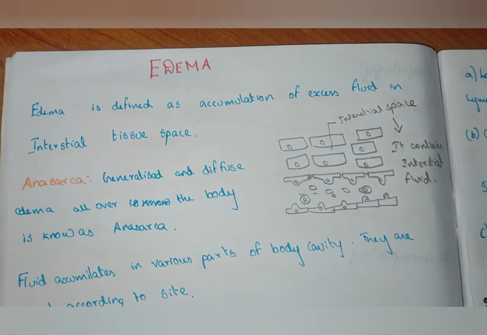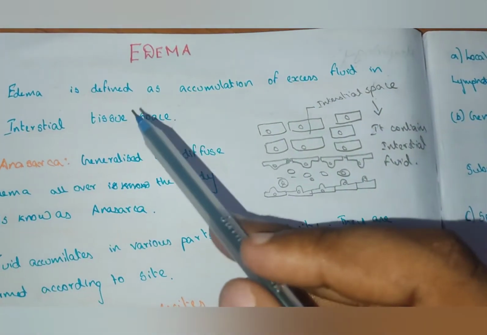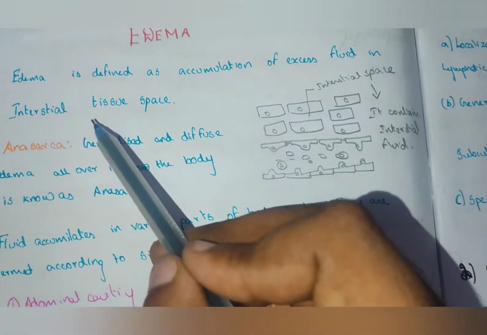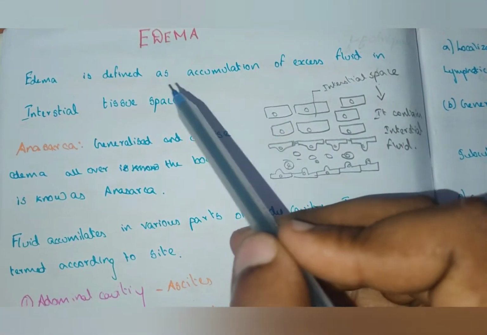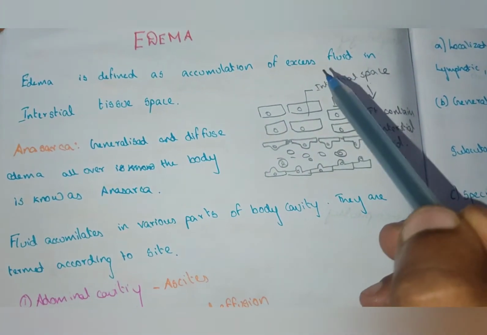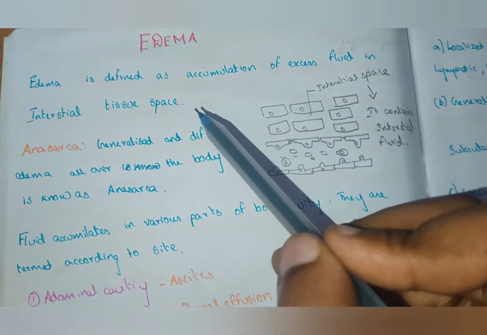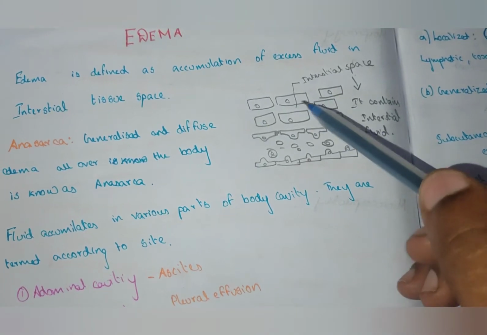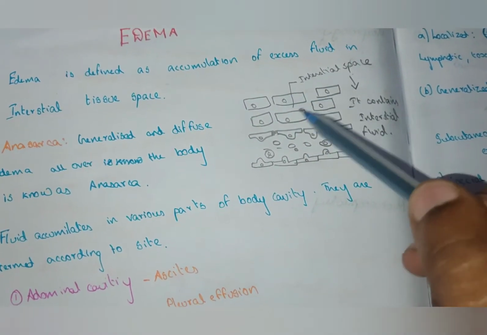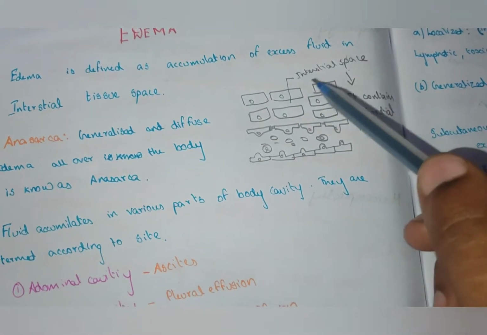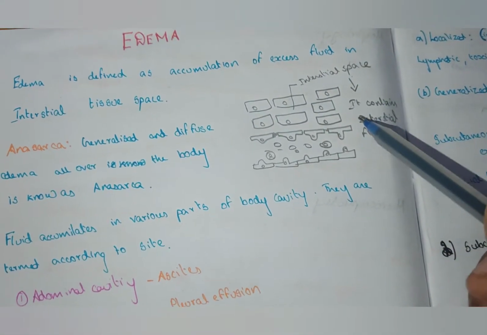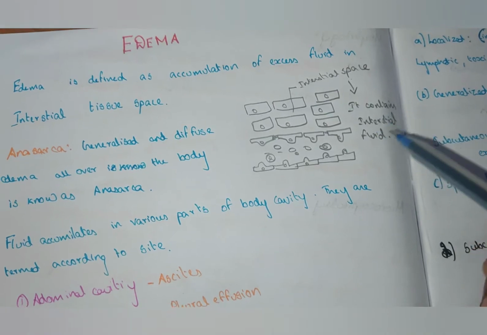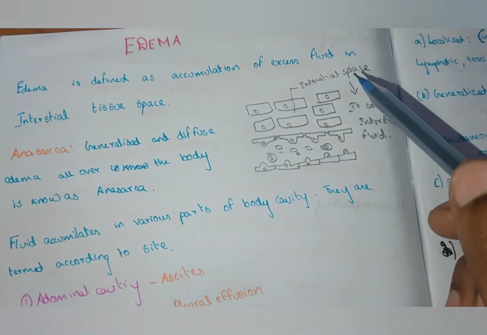Here we are going to see about edema. Edema is defined as accumulation of excess fluid in the interstitial tissue space. The cells present are collectively known as tissue, and in between these is the interstitial space, which contains interstitial fluid. When there is a greater collection of interstitial fluid in the interstitial space, it leads to edema.